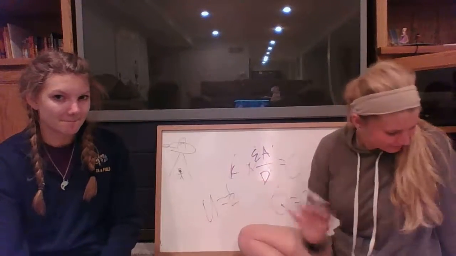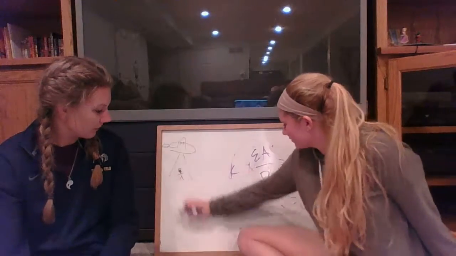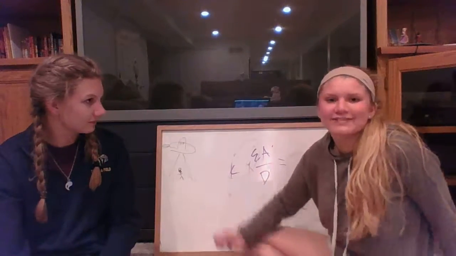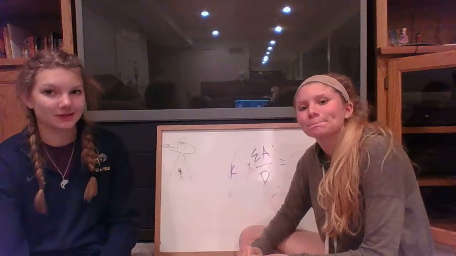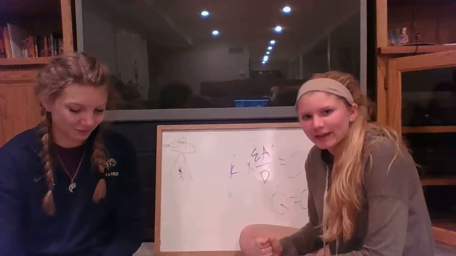U is equal to 1/2 CV squared. This is also on the equation sheet. We didn't go over that one.